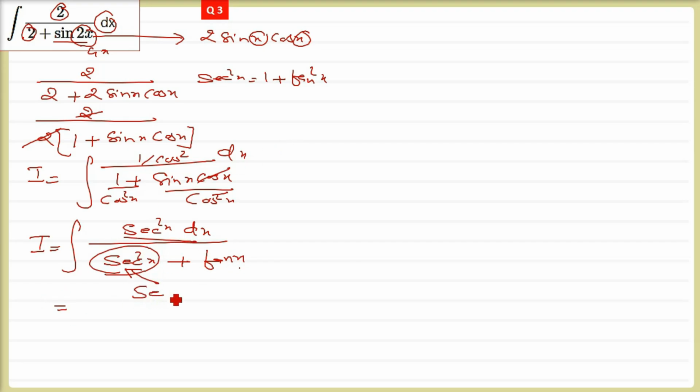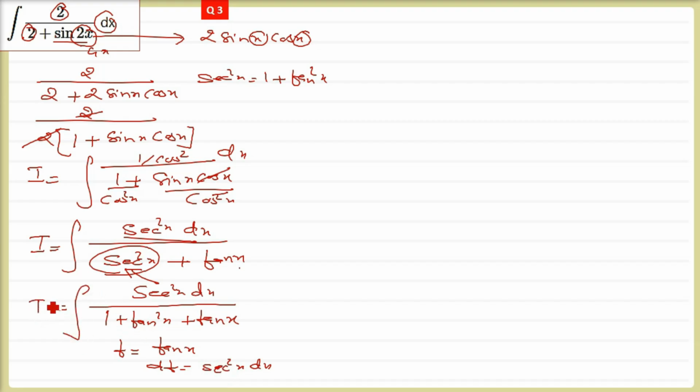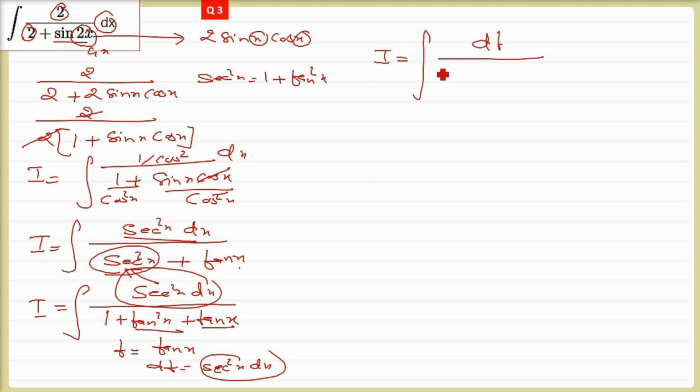So this sec square x dx remains like this. The denominator sec square x, we are changing it as 1 plus tan square x, and tan x was already there. Let's write t equal to tan x. When you differentiate this, dt by dx is sec square x, so dt will be equal to sec square x dx. So we have the numerator now. This sec square x dx is your dt, so the numerator will be dt. The denominator will have 1 plus tan square x plus tan x. Wherever tan x is there, replace it by t: 1 plus t square plus t.